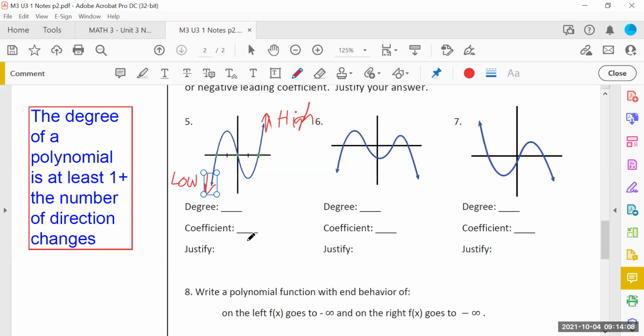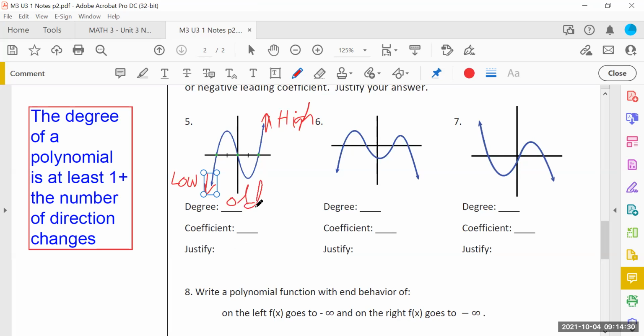So if a function has low, high end behavior, what do we know about its degree? Is it even or odd? It's got to be odd. If they don't match, if they're not the same, it's odd.